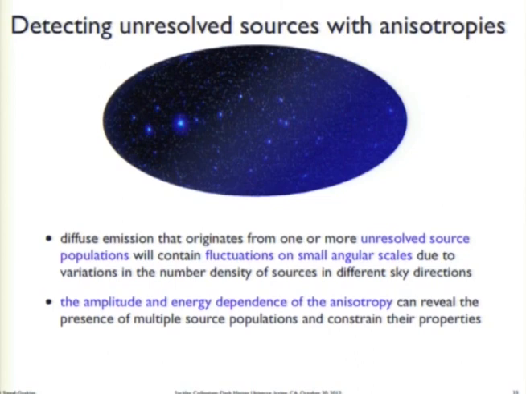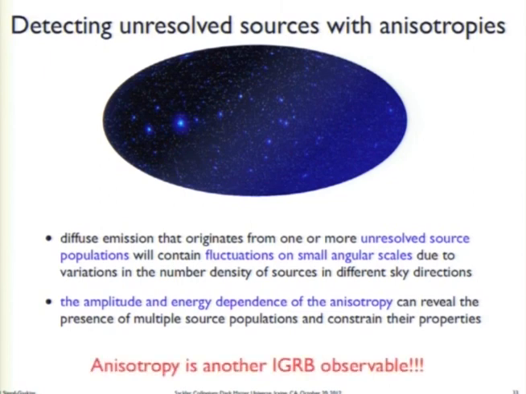And then you can use the amplitude and the energy dependence of the anisotropy to reveal the presence of multiple source populations and constrain their properties. So the anisotropy is another IGRB observable.